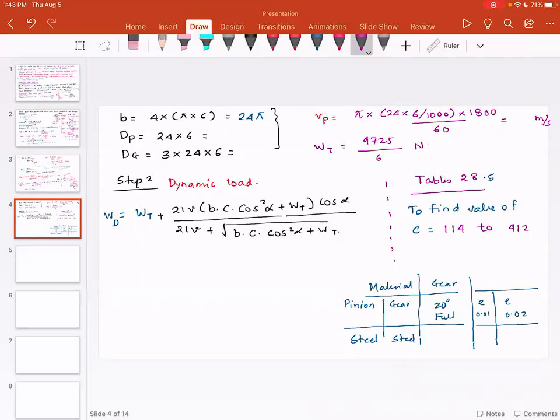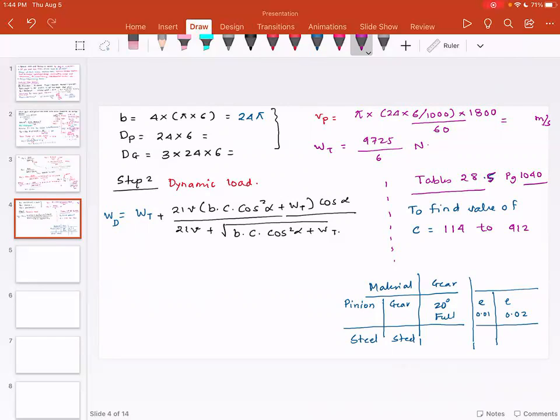I want you to look at table 28.5, please, on page 1040. So look at table 28.5, and you will see for 20-degree full depth, when you have pinion that is made up with steel, you have the gear that is made up with steel. Depending upon the error correction factor, your C value goes from 114 to 912. So at this point, what is the right value to choose? Should I take 114 or should I take 912?